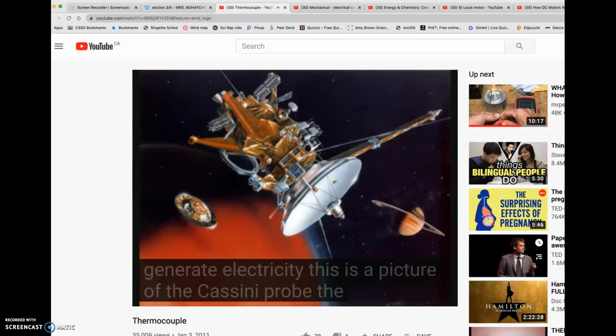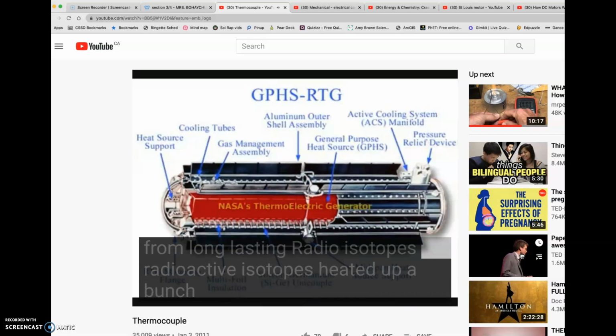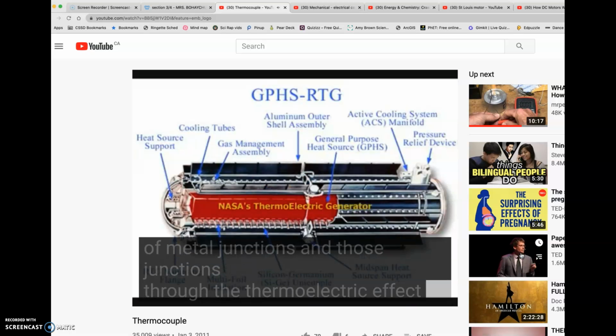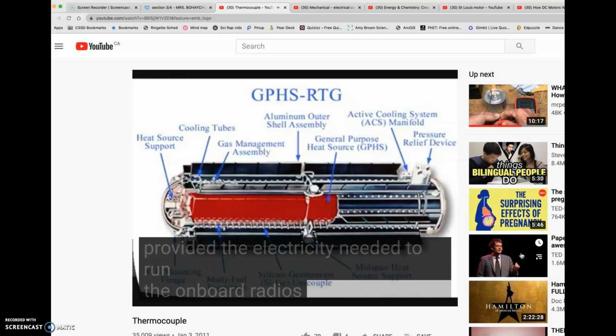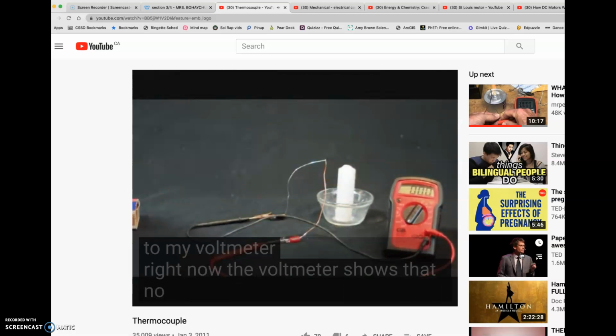This is a picture of the Cassini probe, the one that explored the rings of Saturn. The energy from long-lasting radioactive isotopes heated up a bunch of metal junctions, and those junctions, through the thermoelectric effect, provided the electricity needed to run the onboard radios. Okay, let's test it out. I've attached the ends of the wires to my voltmeter. Right now, the voltmeter shows that no voltage is being generated.